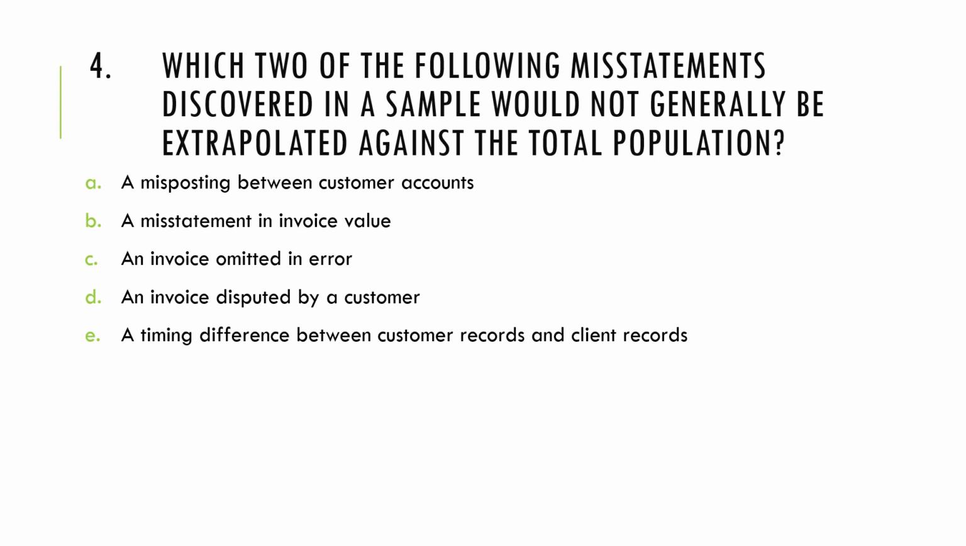So of the five, the two which we would not project to the entire population would be letter A, because once you think about it, if this is simply a misposting between customer accounts, then the balance of the entire population is not affected in the first place. So it will not make sense to extrapolate it to the entire population, as the entire population will not show the error. And as well as letter E, as this timing difference, once investigated and found to be in order, will not necessarily be considered a misstatement. So the answer to this is letter A and letter E.